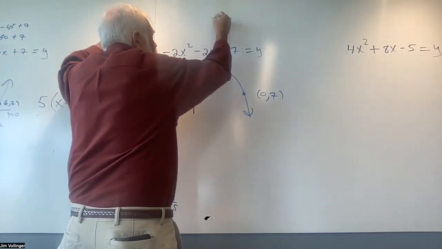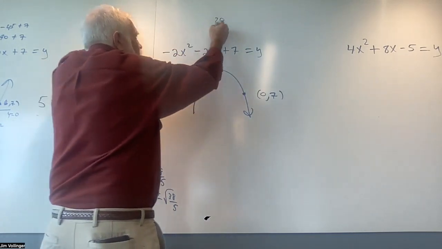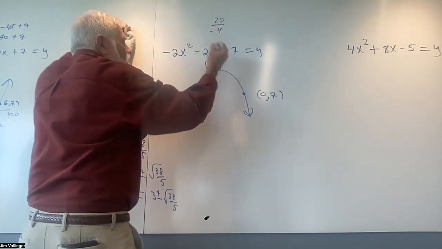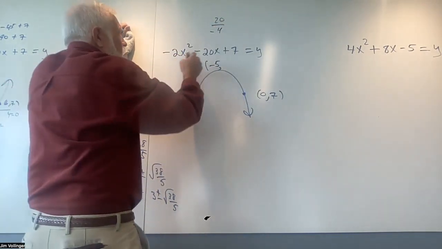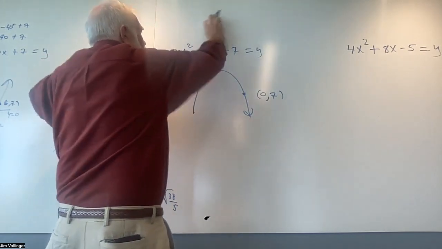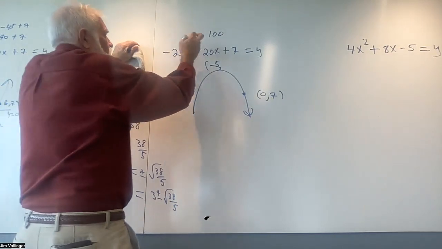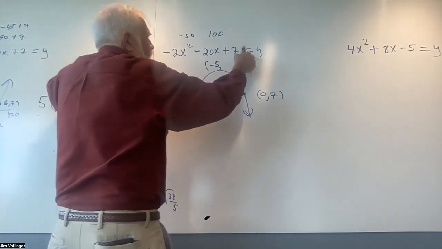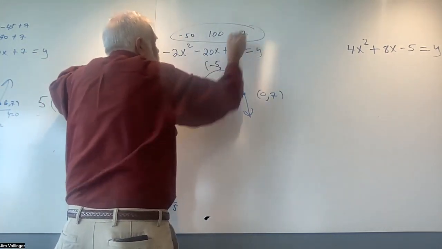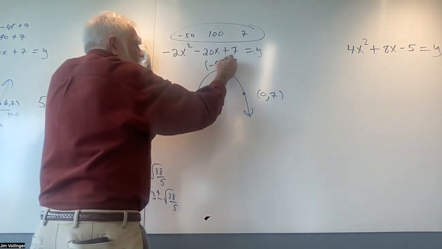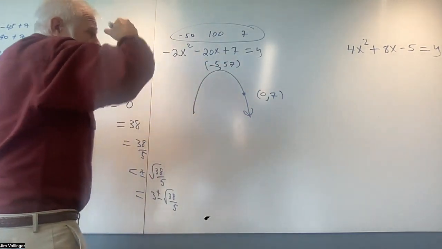The opposite of minus 20 is 20. 2 times negative 2 is negative 4. Negative 5 looks good to me. I plug it in, and I've got minus and minus, positive. 25 times negative 2, negative 50. And I got a 7 over here, and I put these 3 things together, and I get 57. All right.